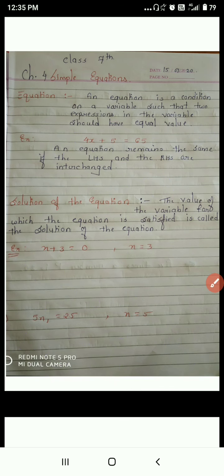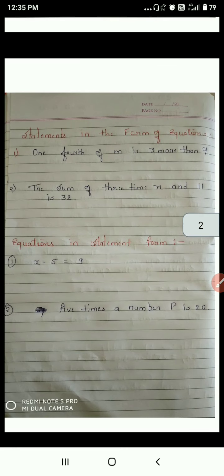Okay, understood? Now next point, statement in the form of equation. In your previous classes, in your 6th class, in your chapter on algebraic expressions, you have already studied how to frame an equation from the statement. The same thing we are going to apply here also.